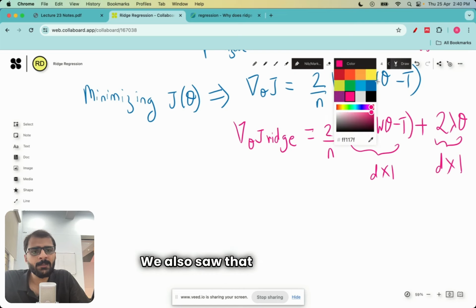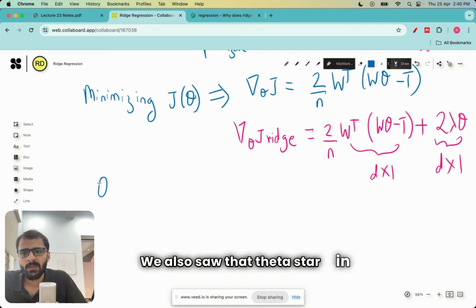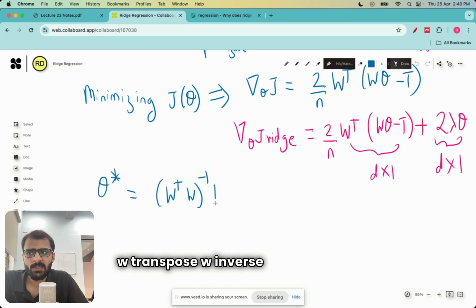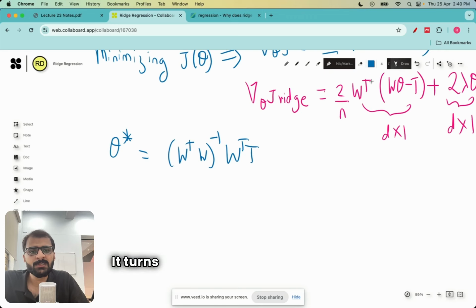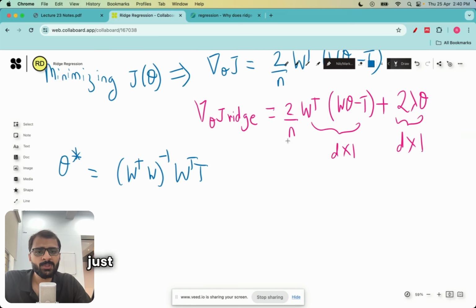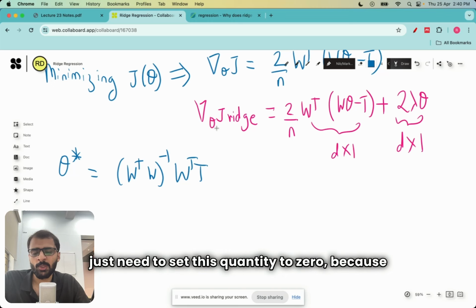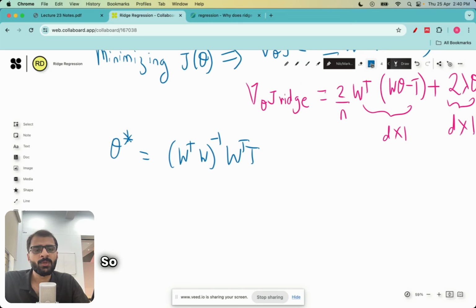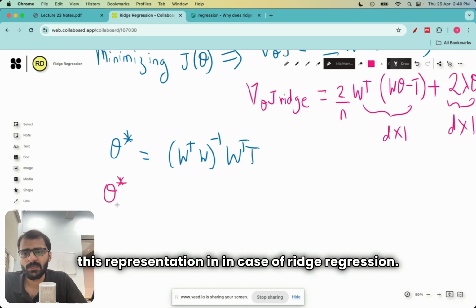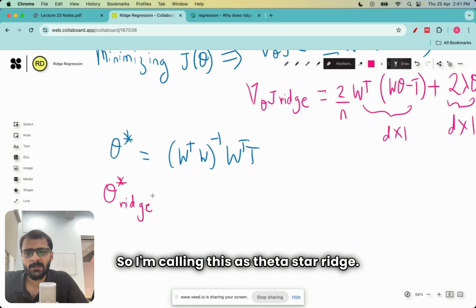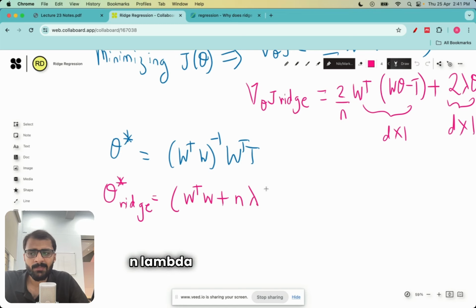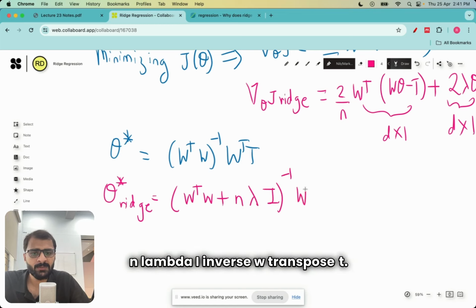We also saw that theta star, in the normal case without Ridge regression, is W transpose W inverse W transpose T. It turns out that to find theta ridge star, which is the optimal theta in the ridge regression, you just need to set this quantity to zero because we are going to set the gradient to zero. So it turns out that theta star has this representation in case of ridge regression. I'm calling this theta star ridge, and this looks like W transpose W plus N lambda I inverse W transpose T.